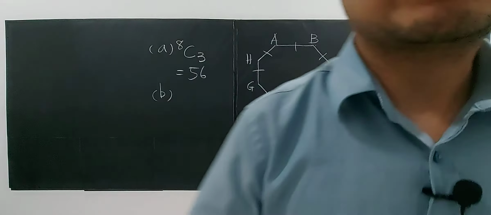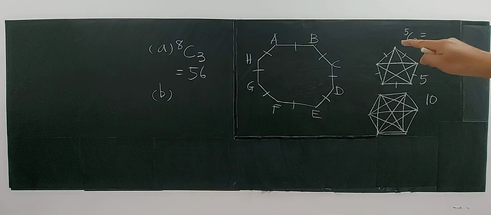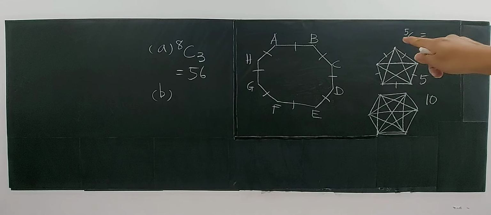You need 2 points only, right? You want to form a diagonal, you just need 2 points, right? So from the 5 points, you choose 2 points. Okay, 5C2. You calculate. You're getting 10, right?